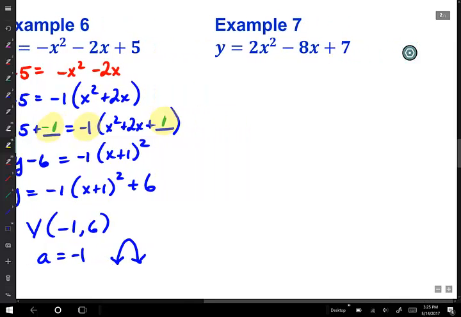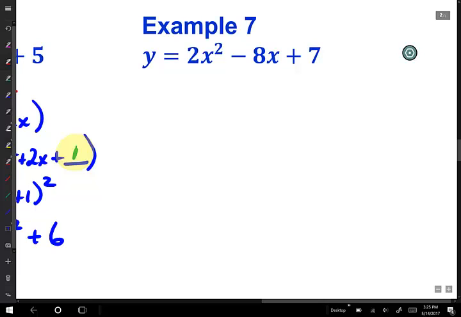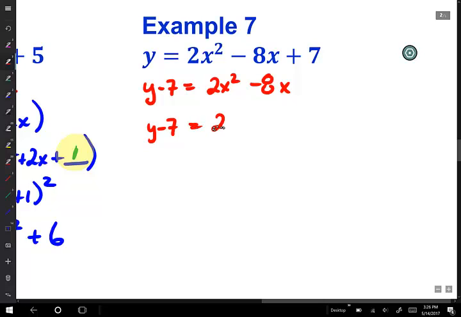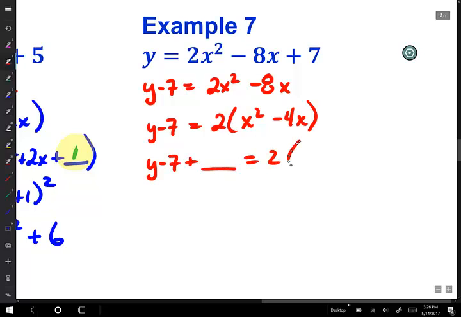All right, let's do another one similar to this where we have a multiplier of an a value. We're going to bring over the 7, used to that by now, 2x squared minus 8x. We're going to factor out that 2, x squared minus 4x, and now we're going to add a blank to both sides of the equation. X squared minus 4x plus blank.